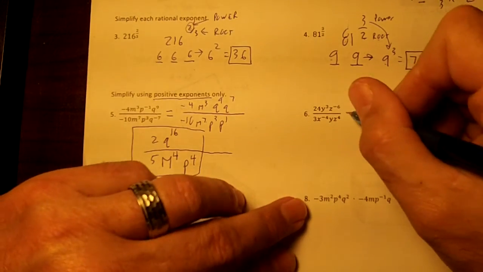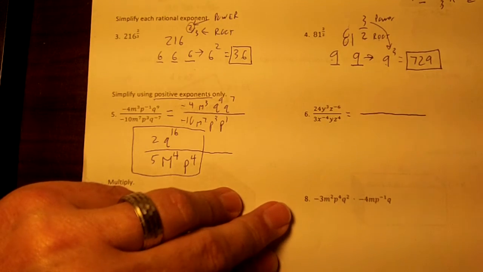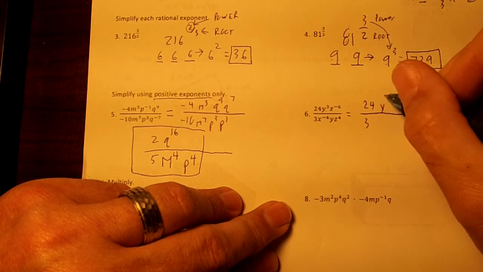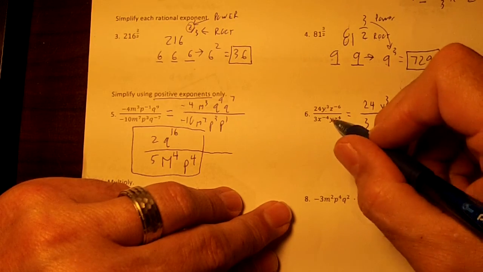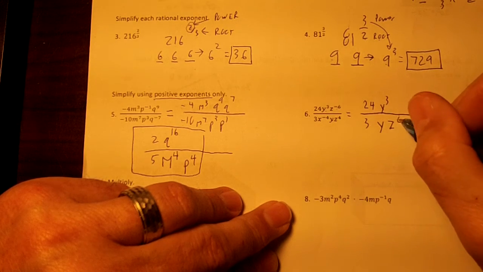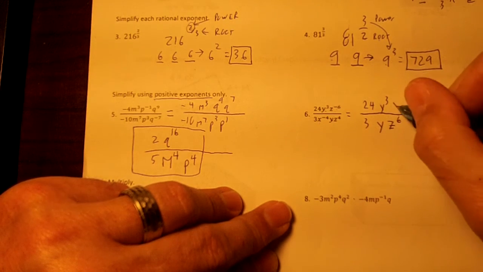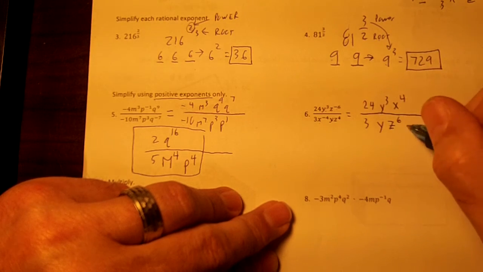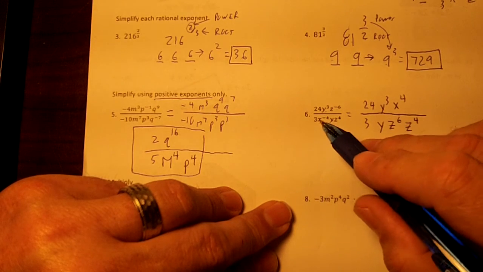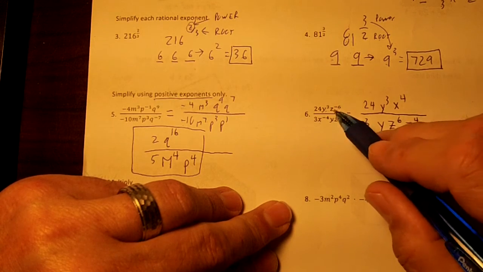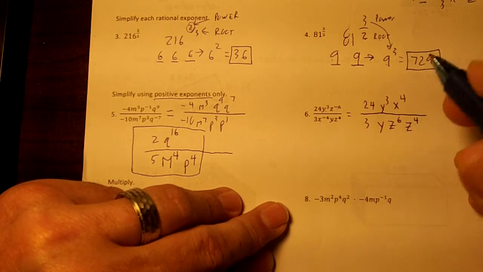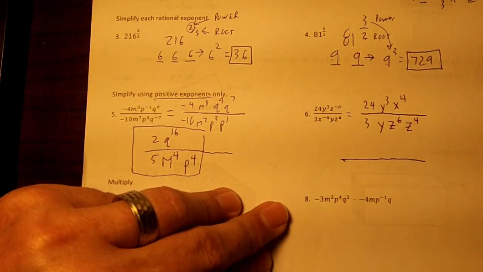Do the same thing on this one. Draw a fraction bar, get rid of the negative exponents. So 24/3, the y to the third stays put, the y down here stays put, the z to the negative 6 goes to the bottom, the x to the negative 4 goes to the top, and this z to the 4 stays put. So the y to the third is on the top, the x to the negative 4 is on the top, the z to the negative 6 is on the bottom, the y is right here, and the z to the 4 is right here. Draw a fraction bar and you're going to simplify.